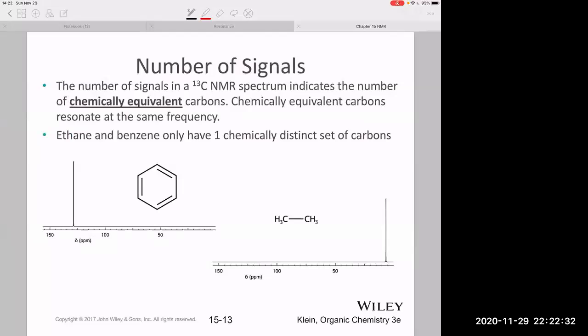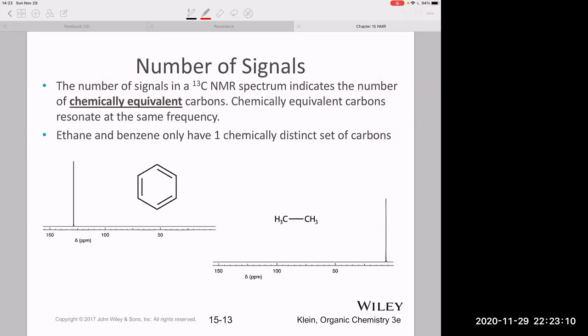All right, so first of all, the number of signals. Why is that important? So the number of signals in a C13 NMR spectra indicates the number of chemically equivalent carbons. Okay, so what the heck does that mean? This is going to kind of be reminiscent to when we talked about stereocenters and how we said that a stereocenter was something with 4 different bonds. Well, what did it mean to be 4 different bonds? Right? It wasn't just that the next door neighbors had to be different. It was sort of everything that you were looking at. It was kind of more of a principle of symmetry. It's the same thing here.